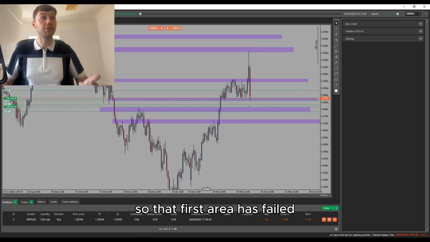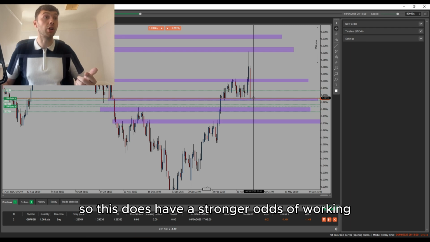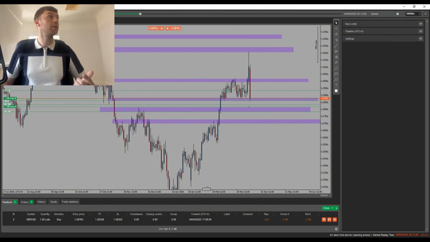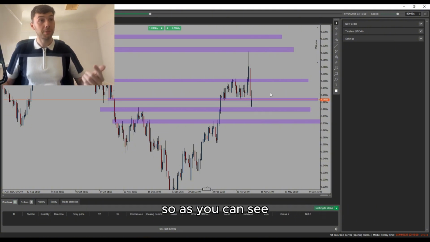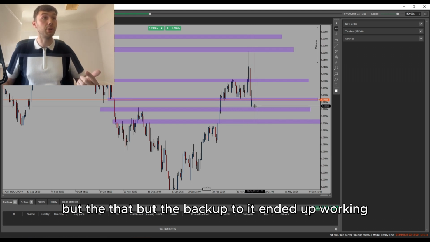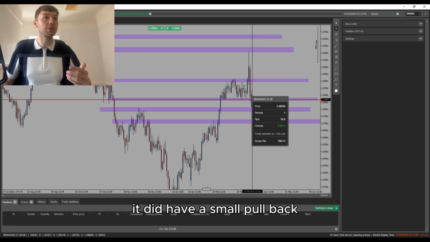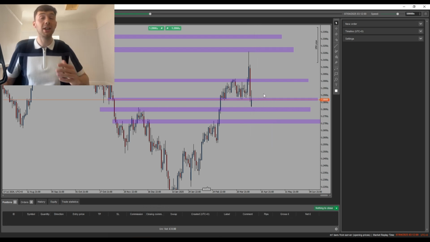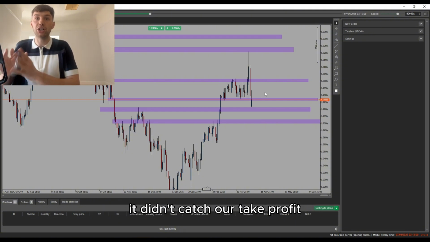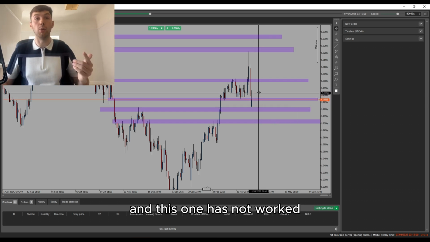So that first area has failed. And now we're into this second buy here. So this does have stronger odds of working, but if it doesn't, then this next one has even better odds of working. So, as you can see, this one I'm pretty sure ended up failing, but the backup to it ended up working. For whatever reason, the buyers, as you can see, did have a small pullback of around about 25 pips, but we had a bigger take profit from that. So it didn't catch our take profit, and now it's gone a bit lower, but it's tagged us into the next buy, and this one has now worked.